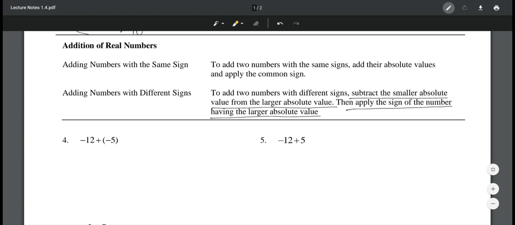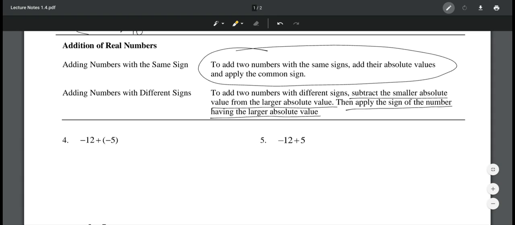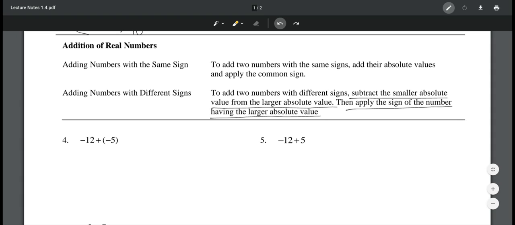So in the first example, I am adding two negative numbers together. So this is my rule. I am adding two negative numbers together, so I add their absolute values. So I should be thinking 12 plus 5 is 17. And then I am going to keep the negative sign. Since both of them are negative, you should be adding the absolute values of 12 and 5 and keeping the negative.